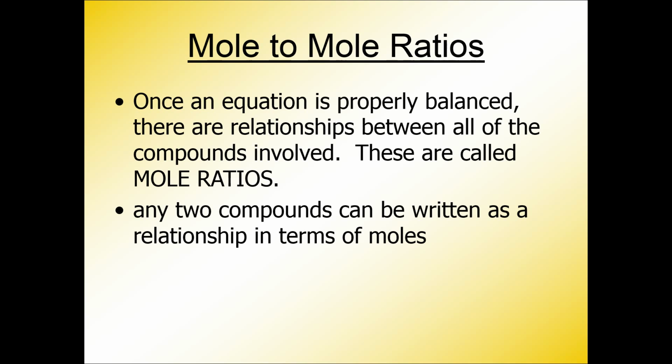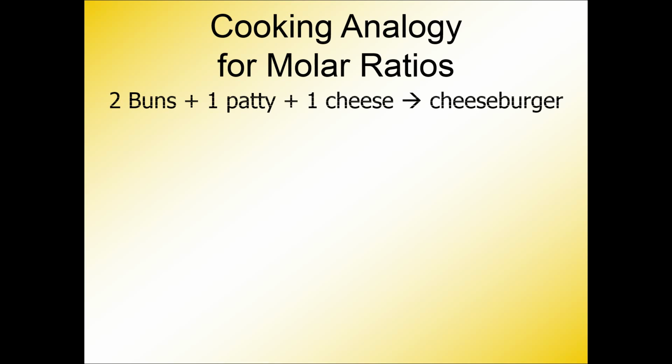But before we get to a chemistry example, let's try to understand multimole ratios through a food example. Here are some ingredients that you would need for a simple cheeseburger. You would need 2 buns, 1 patty, 1 piece of cheese for a cheeseburger. Now I can take any 2 pieces of these ingredients and I can write a ratio between any 2 ingredients. So here's a ratio between buns to cheeseburgers.